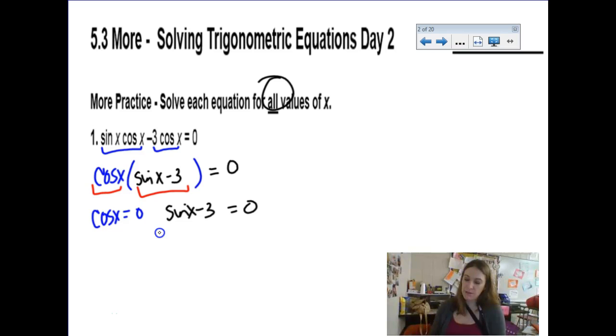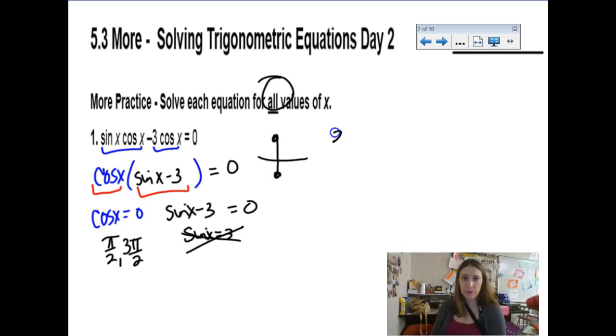Alright, so if I look at my unit circle to start with, when is cosine 0? That would be at pi over 2 and at 3 pi over 2. And then sine of x equals 3, well, don't think about that too hard, guys. The sine of x is bound between -1 and 1, so it's not going to equal 3. So think about your unit circle here, guys. We're talking pi over 2 and 3 pi over 2.